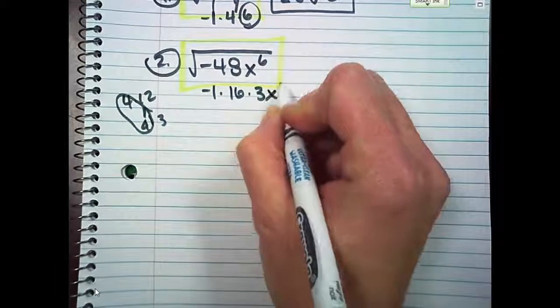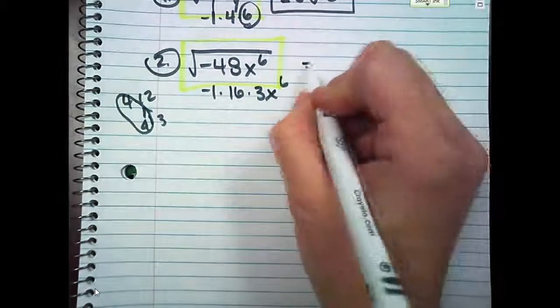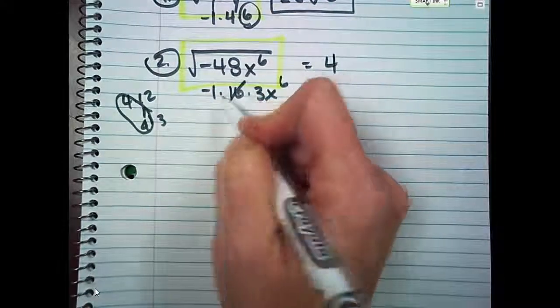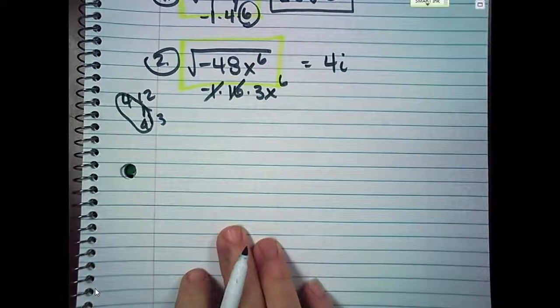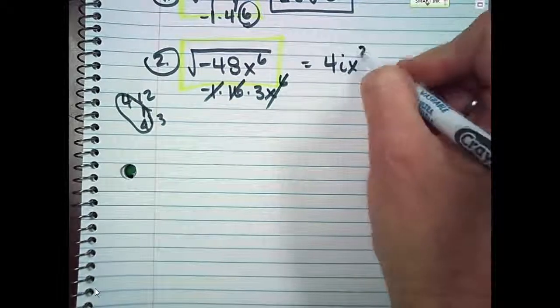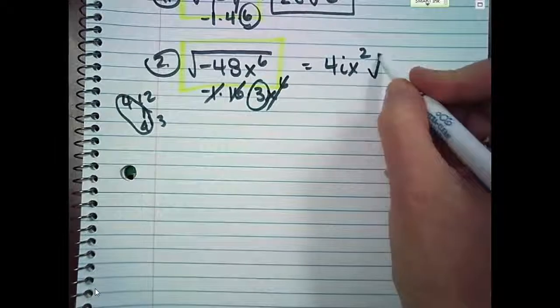And then bring down your x to the 6th. So if you're going to kick out everything, I'm going to kick out the 16 to give me a 4. Kick out the negative 1 to give me an i. What else can I take the square root of? Right, x to the 6 makes x squared. And what stays inside? The 3.